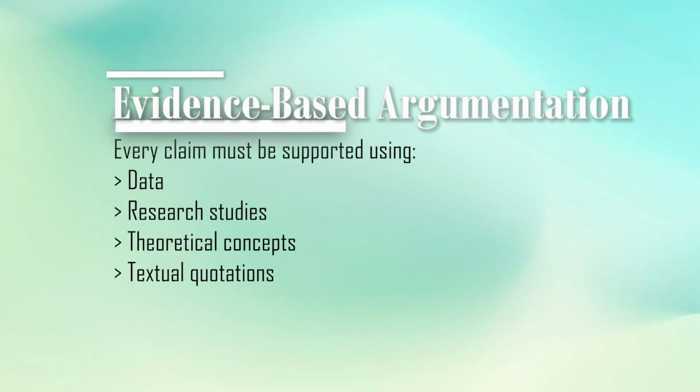Then comes the fourth point, evidence-based argumentation. Every claim must be supported using data, research studies, theoretical concepts, and textual quotations. Evidence proves that the argument is valid and trustworthy. For example, instead of writing, a woman was treated badly in the Victorian era, one should write, Victorian society imposed gender roles that limited women's autonomy, as shown in, and you cite the sources.